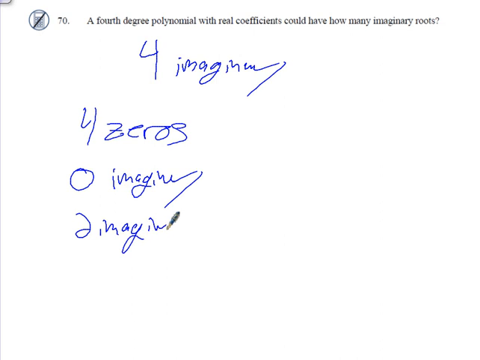The big thing to take away from this question is that the imaginary roots come in pairs, because we always have that plus or minus. So like plus or minus 3i, and that comes from a quadratic formula. So that's the big thing from here. The imaginary roots come in pairs. You can never have just one imaginary root. If you have one, that means you have 2. You have a second.